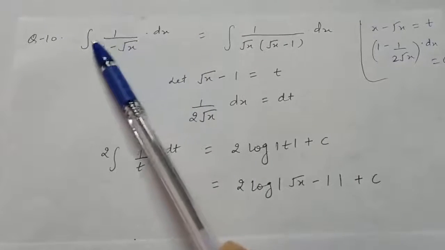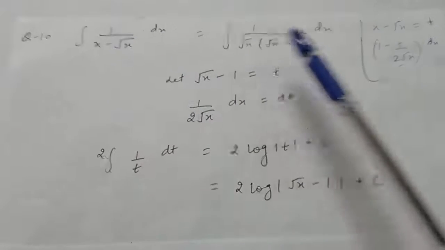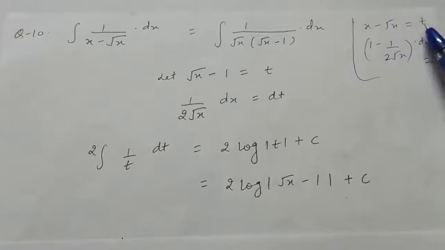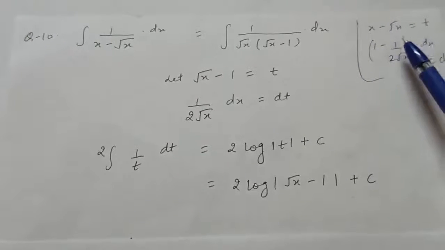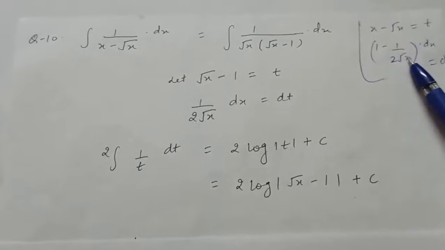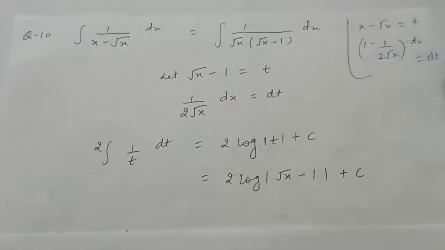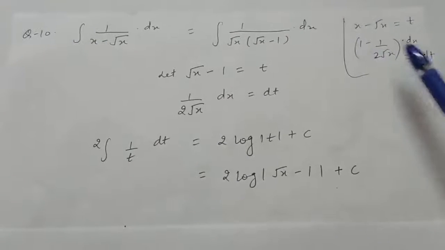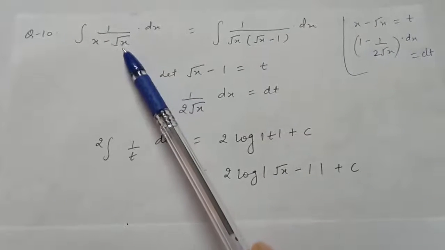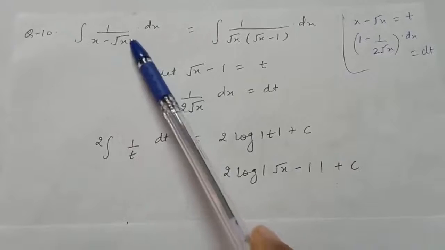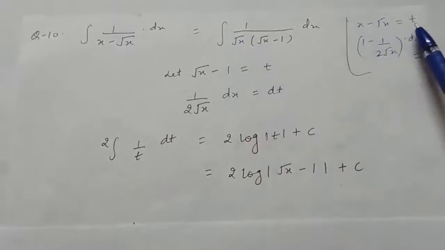Question number 10th is integral of 1 upon (x minus root x) with respect to x. Now see, if you directly put this equal to t, then after differentiating, you will get the derivative of x is 1 and the derivative of root x is 1 upon 2 root x, into dx equal to dt. Now see, this does not exist in the integrand, right? Therefore, we cannot put x minus root x equal to t.